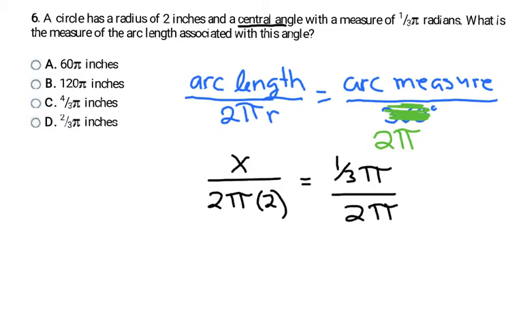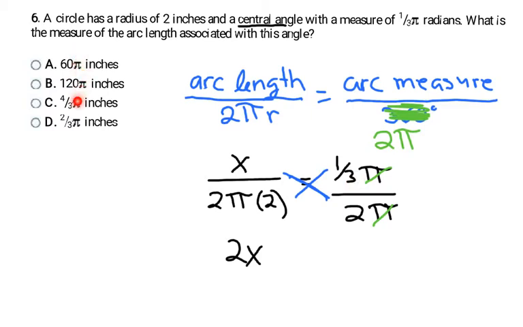Okay, so I'm just going to go ahead and solve this. The first thing that I see that's going to make this problem easier is there's a pi in the top of the fraction and a pi in the bottom of the fraction. So I can simplify that by canceling them out. All right, so then I'm going to cross multiply. I have 2 times x, which is 2x. And then I have 2 times pi times 2 times 1/3.